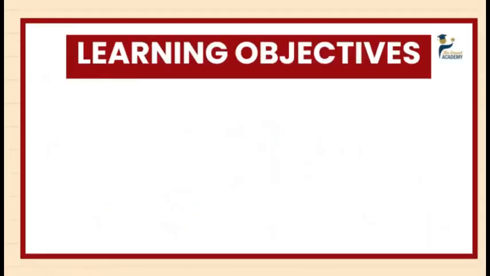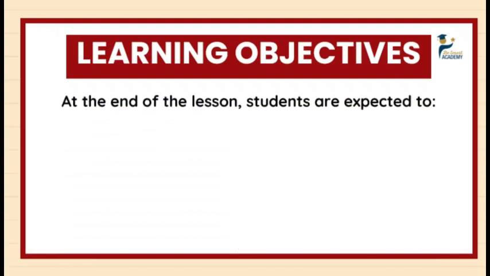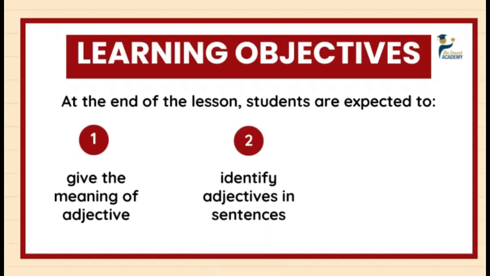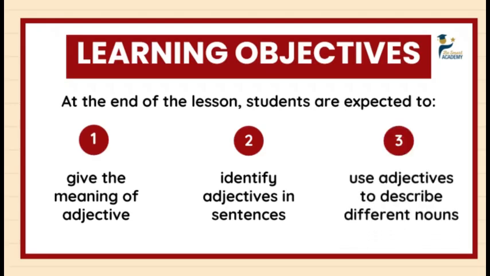Let's go. Before we dive into the explanation, we have to know a couple of objectives that you will have after finishing this lesson. First of all, at the end of the lesson, you will be able to, one, give the meaning of adjective. You will know what an adjective is and be able to define it. Two, you will be able to identify adjectives in sentences. Whenever you come across any sentence, you will spot immediately where the adjective is. And three, you will be able to use adjectives to describe different nouns.